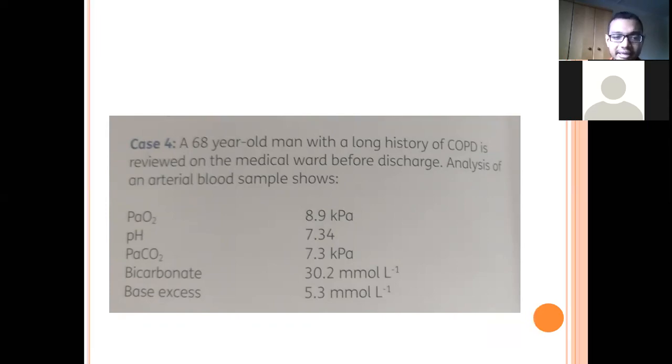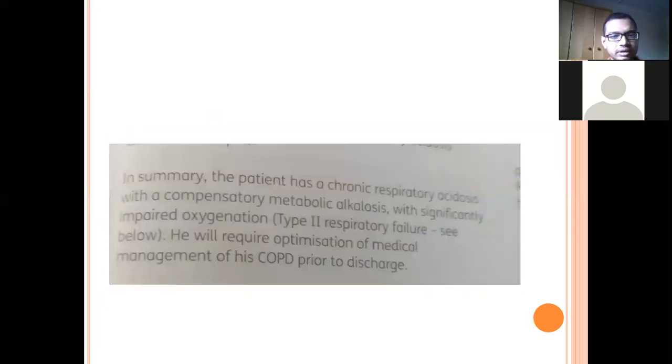And if we look at the bicarbonate, oh my goodness, it's high, 30. Also the base excess is high. So this high value should support, what is that? Alkalosis, but it is not. What is it? It's an acidosis. So it's trying to make up with the bicarbonate and base excess. So it is a chronic respiratory acidosis with a compensatory metabolic alkalosis.